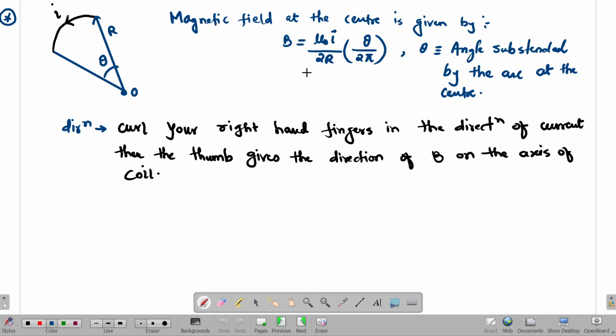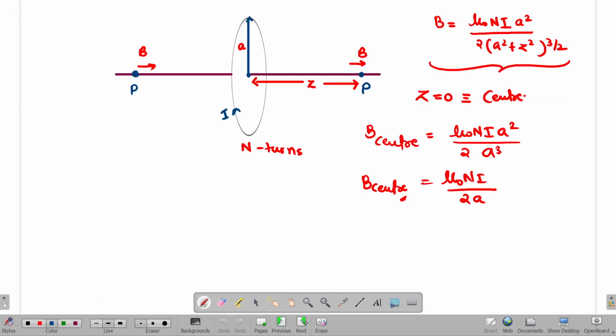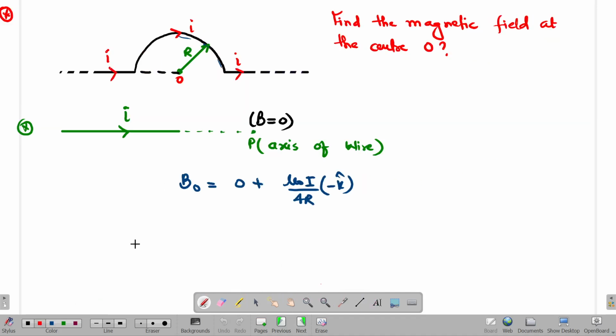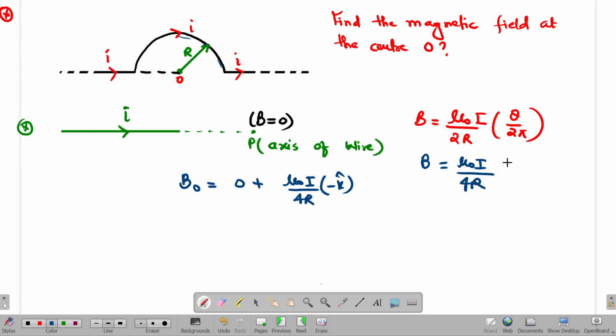Yes, so for a semicircle, you always apply this formula. What is that formula? For the magnetic field of any arc, it is mu naught I by 2r, times theta by 2 pi, isn't it? So here theta is 180, that means pi, so this becomes mu naught I by 4r. Yes. Can I move ahead?